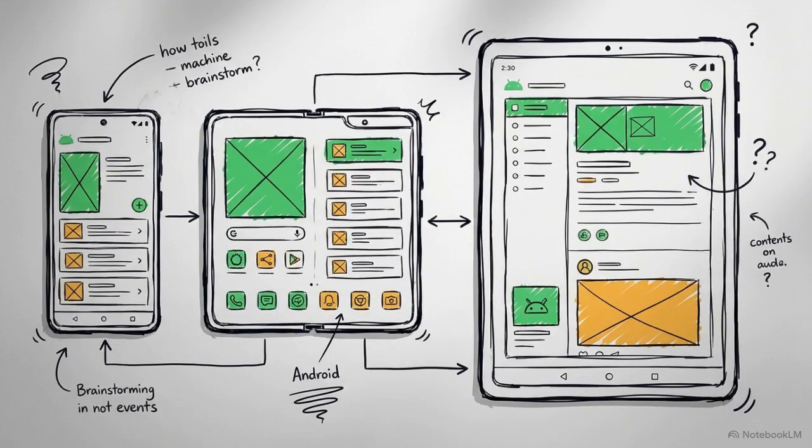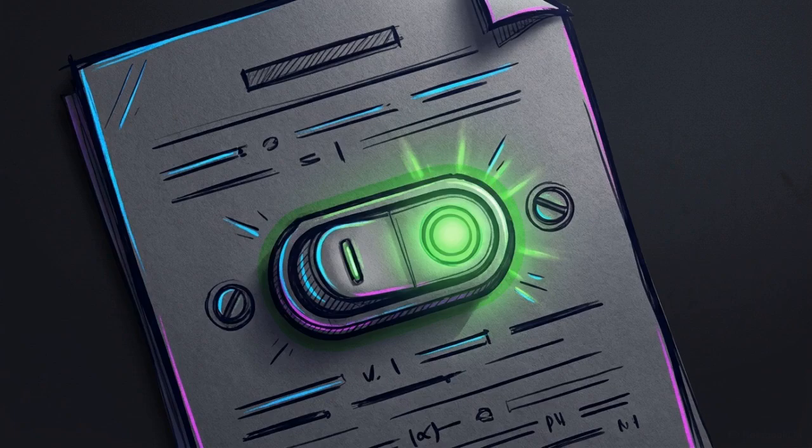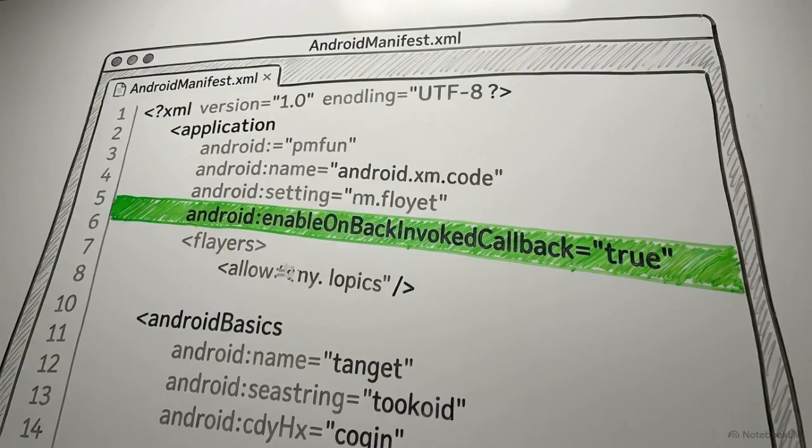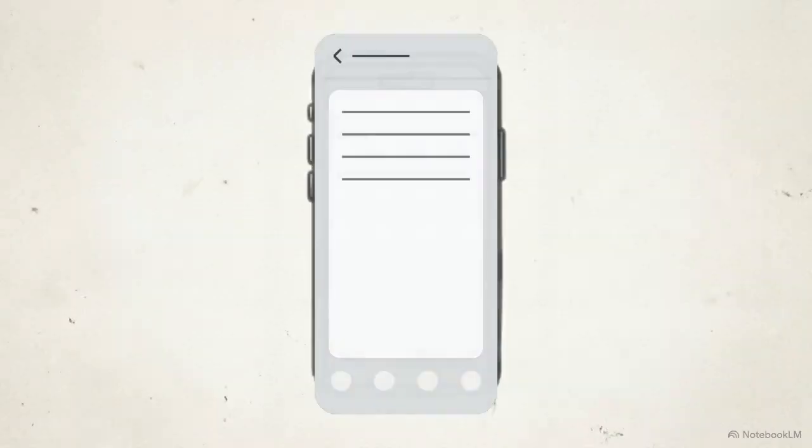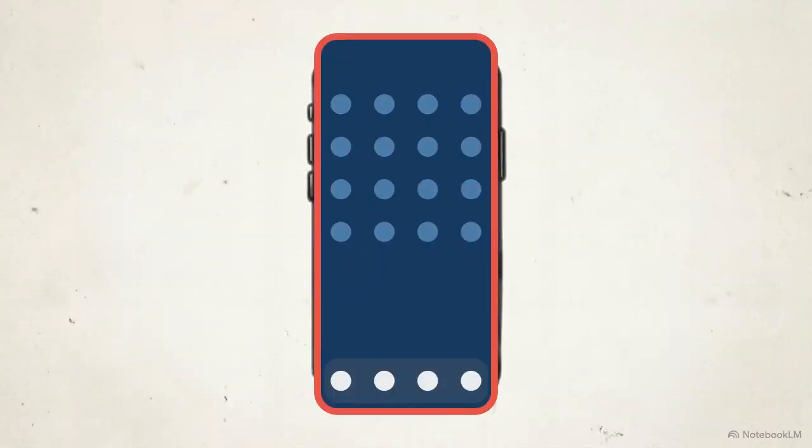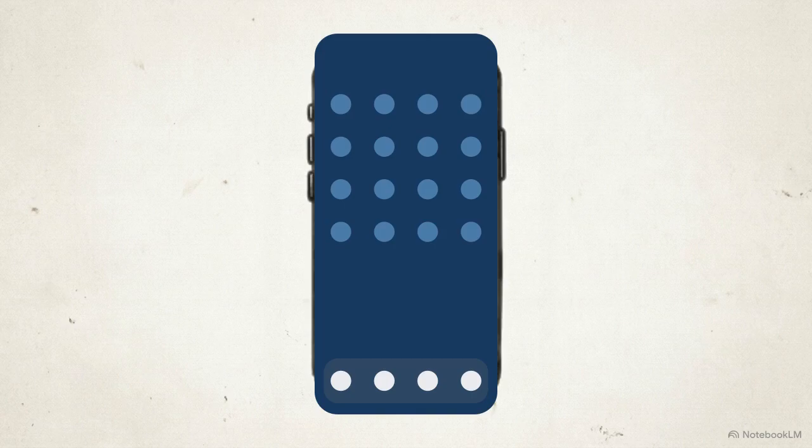Let's write the code. Step 1 is configuring the Android manifest. For devices running Android 15 or lower, you must opt in to predictive back animations by setting Enable on back invoked callback to true. If you skip this manifest configuration on older devices, pressing the back button during a pane transition will forcefully close the entire app instead of returning the user to the previous pane.